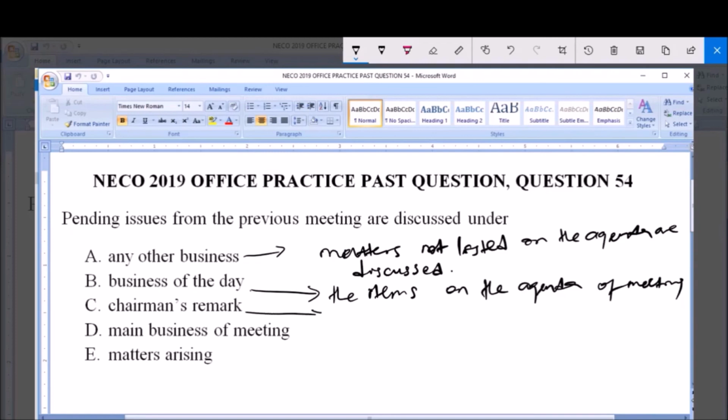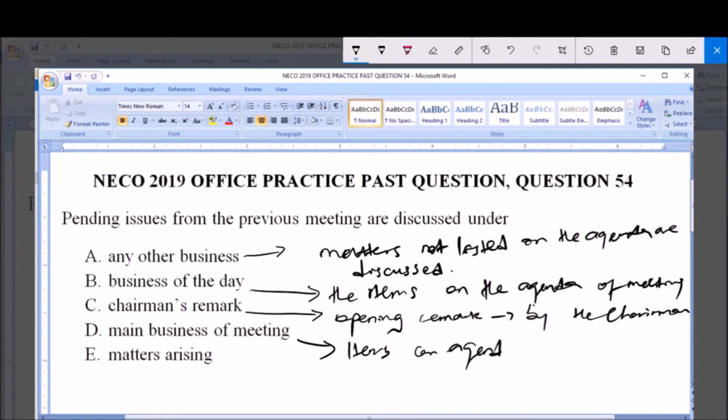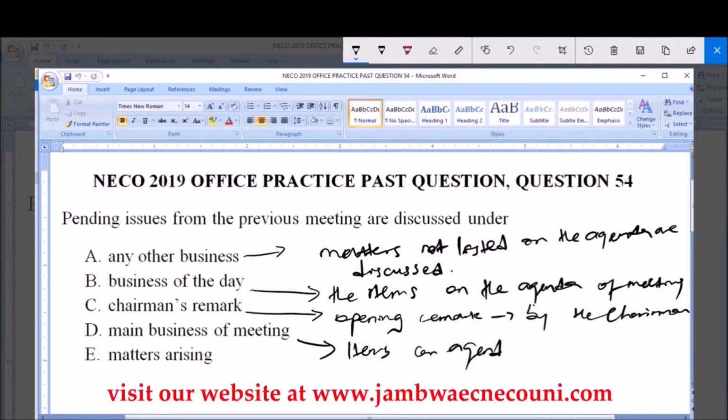Now, C here says chairman's remark. Chairman's remarks are usually opening remarks, that is, remarks that are used to open a meeting, and it's usually done by the chairman. That's why it's called a chairman's remark. Main business of meeting is equivalent to the business of the day. So this is when the items on the agenda are discussed.